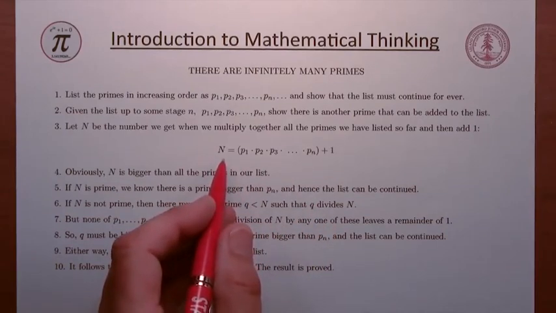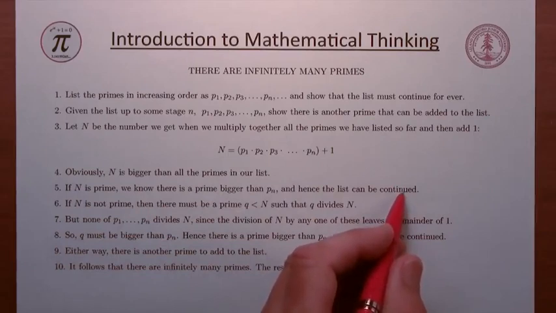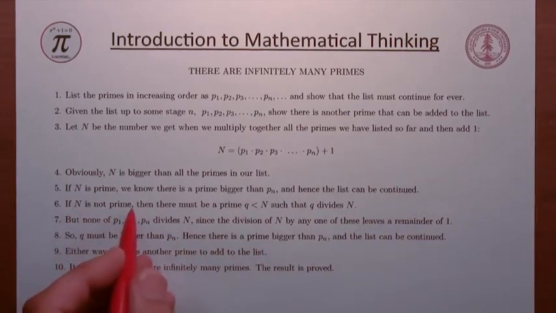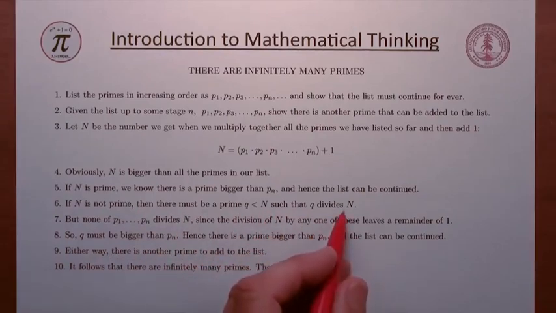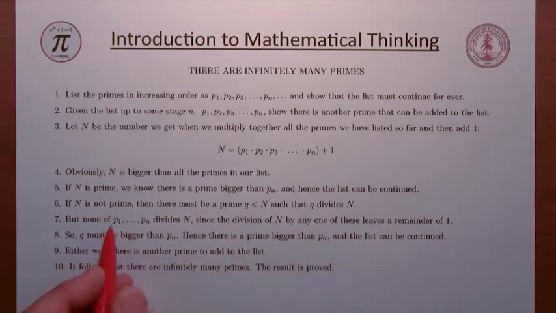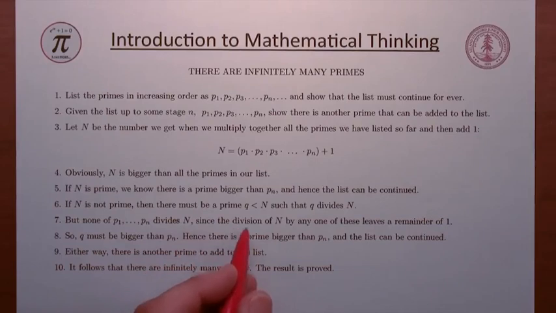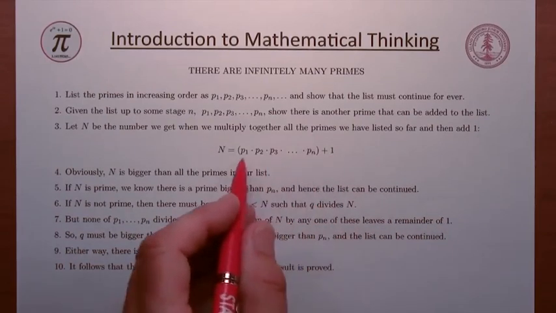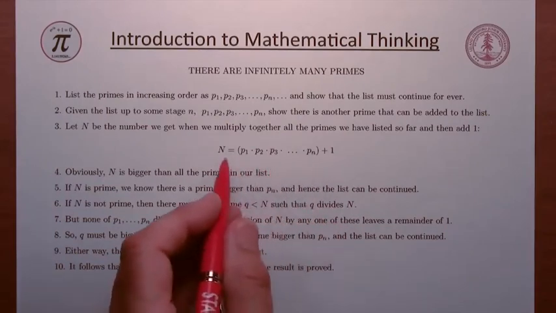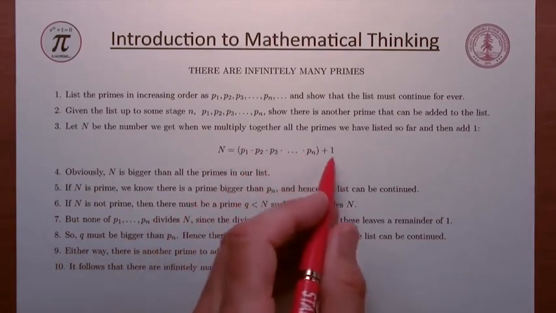But that doesn't matter. If n is prime, it shows there is a prime bigger than the one at the end of the list, and that means we can continue the list. The alternative is that n is not prime, in which case there's a prime q less than n that divides it. But none of the primes in the list can divide n, since if you divide n by any of those primes, you're left with that remainder 1. If you try to divide p1 or p2 or any of these primes into this number n, it gets swallowed up by this part, and then there's a remainder of 1.